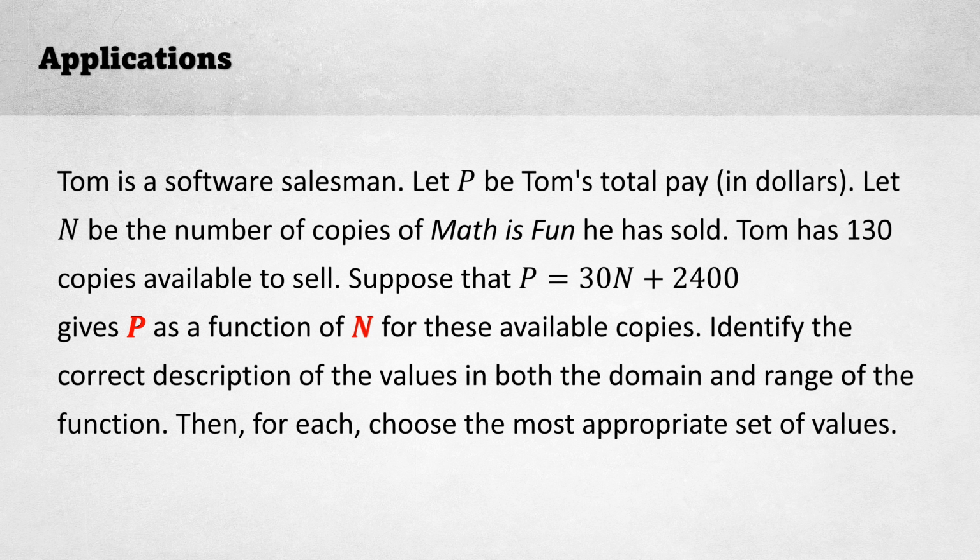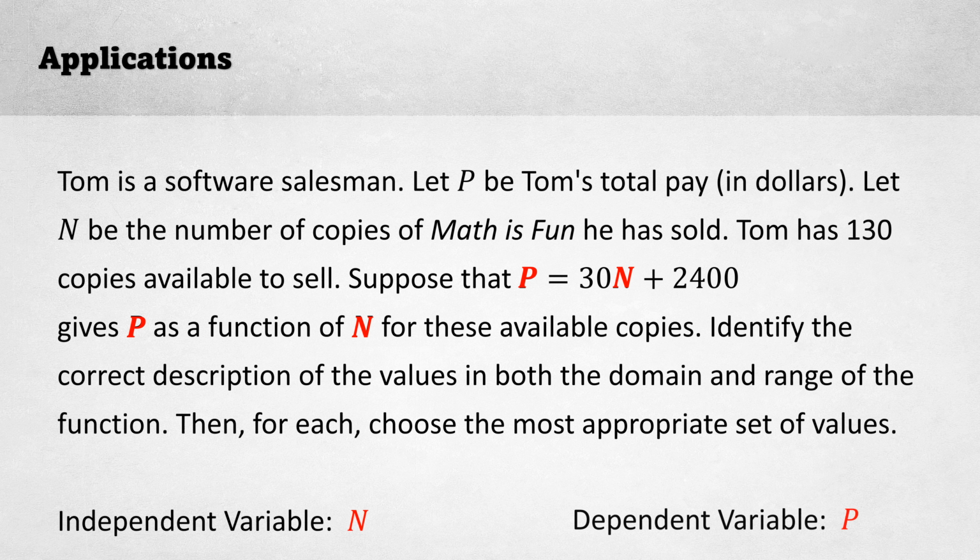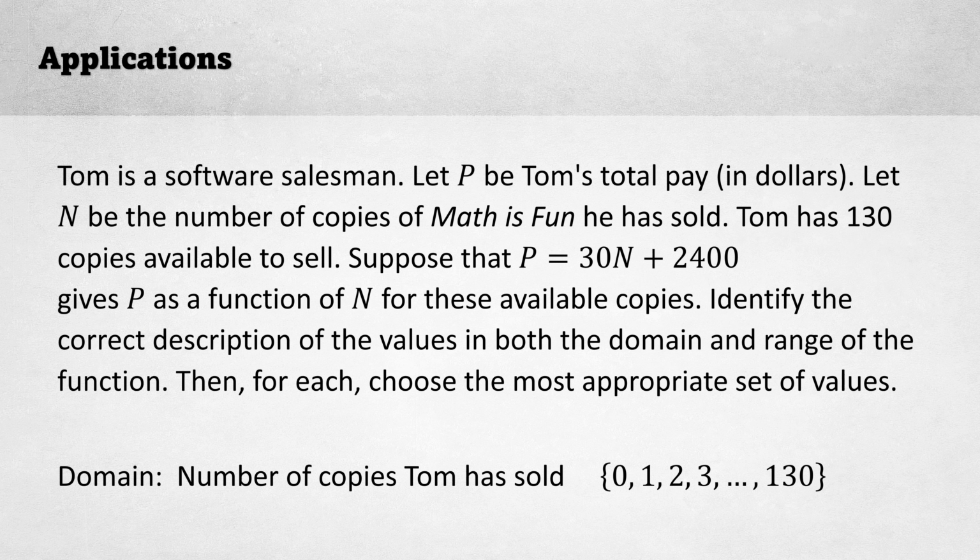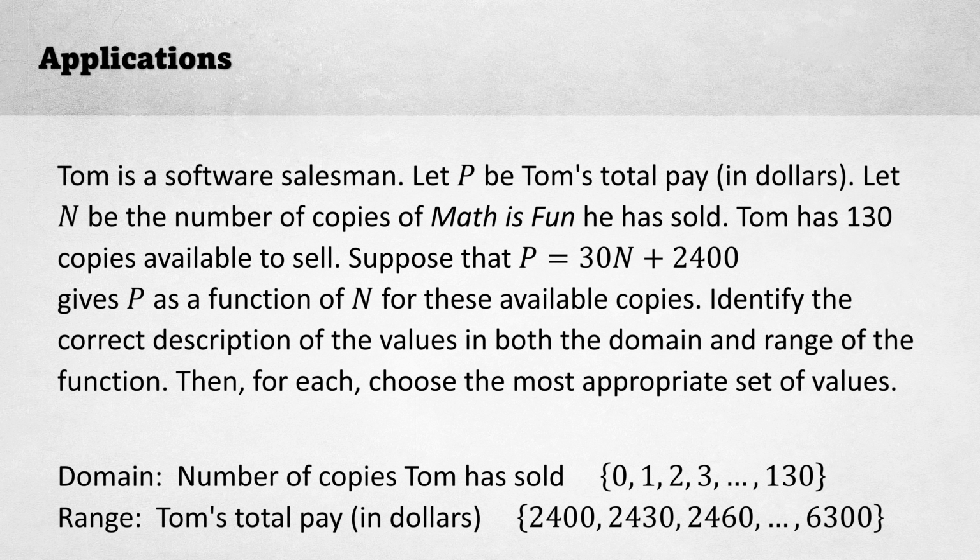We're given that P is a function of N. We can also see that the equation defines P in terms of N. So the independent variable is N and the dependent variable is P. And domain is all acceptable values of N, that is, all whole numbers from 0 to 130, and the range is all possible values of P.